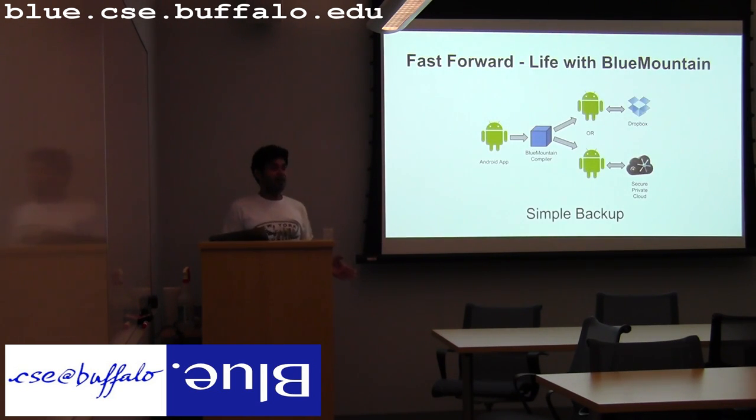So now consider a fast forward with BlueMountain, what we envision as a system. Let's consider this Android application. And for now, let's see the BlueMountain compiler as a black box. So let's pass the Android application through this black box. Now it's going to spit out one of those 2 applications on the right side. The one on the top is the same application as we see on the left, but which has the ability to take backup on Dropbox.